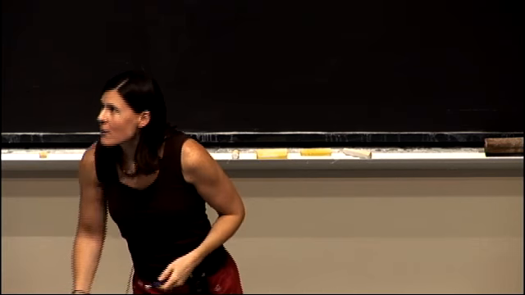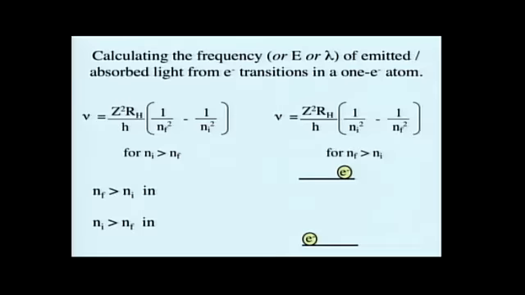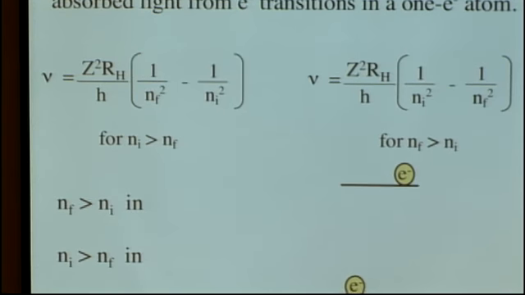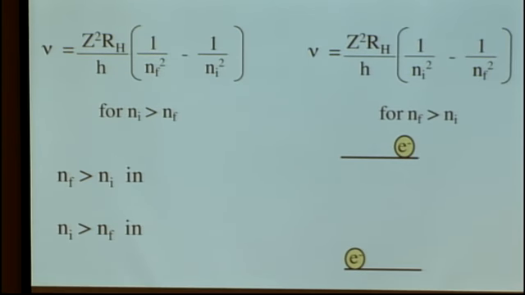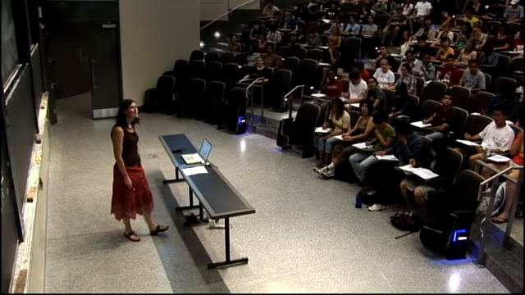So just to finish our review of what we talked about on Friday, when we're thinking about transitions between two different states, and we're talking about a situation where the final state, the n final, is greater than the n initial, in this case, are we talking about absorption or are we talking about emission? Hearing a little bit of a mix here. In fact, we're talking about absorption.